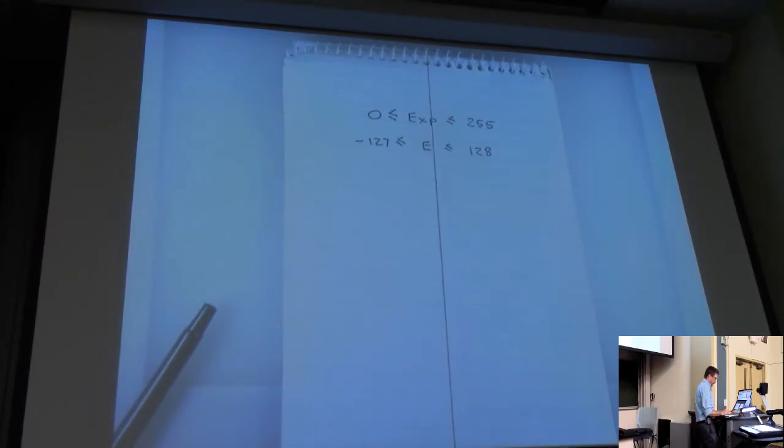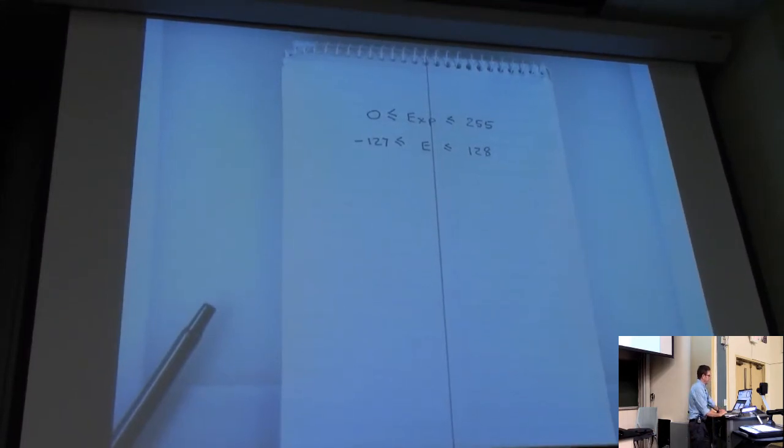So for example, if we did 1 divided by 0, or minus 1 divided by minus 0, we'd get positive infinity. If we divide 1 by negative 0, we get negative infinity.